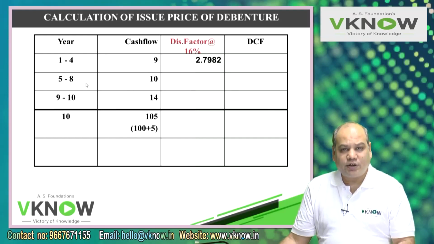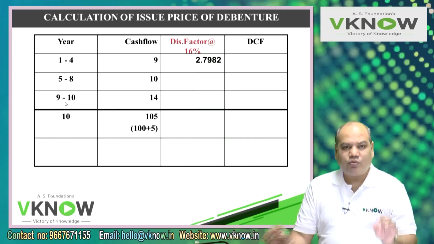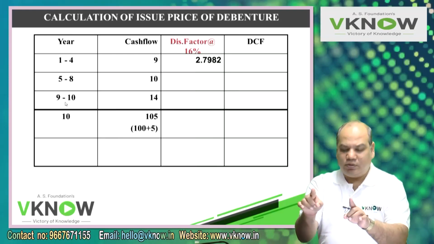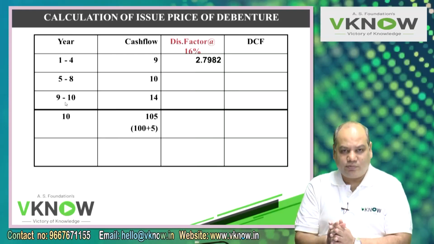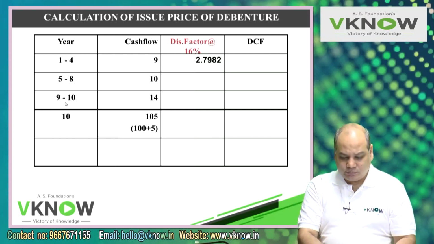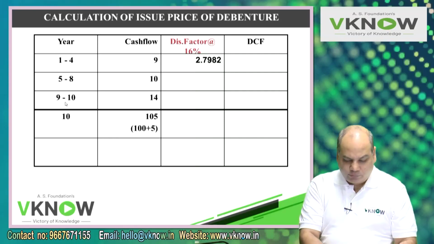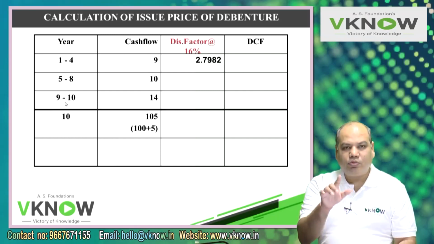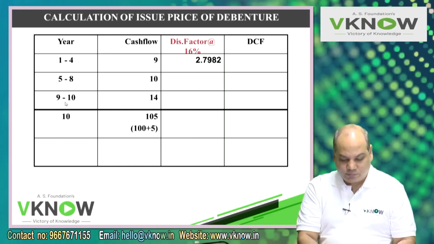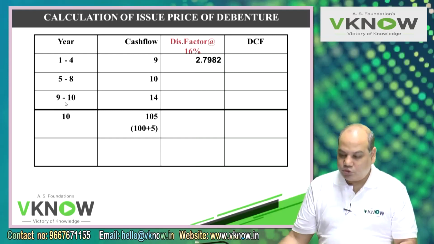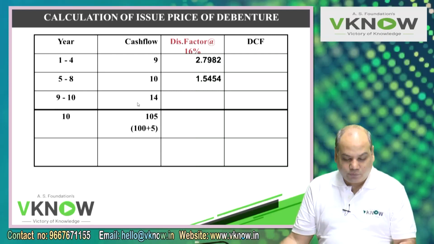How do you get 5-8? It means you have to add the factor of the 5th, 6th, 7th and 8th year. So 1 divided by 1.16. Press equal to 4 times. Next 4 times equal to, M plus. Now memory recall. So you will find 1.54541025. Just use the first 4 digits.